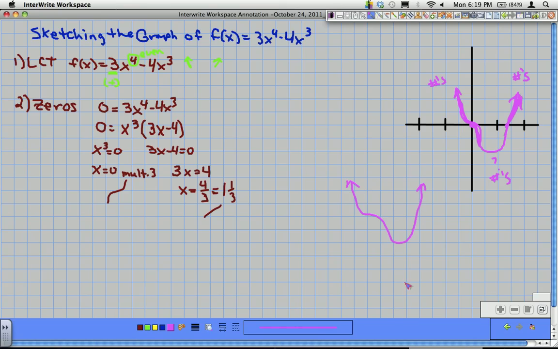So that's how we kind of put those ideas together. Our lead coefficient test tells us what our end behaviors are, get our zeros and any multiplicities, which is going to tell us what kind of behavior it's going to have, and then connect everything with our smooth graph as we go through this one. All right, let's take a look at another one.